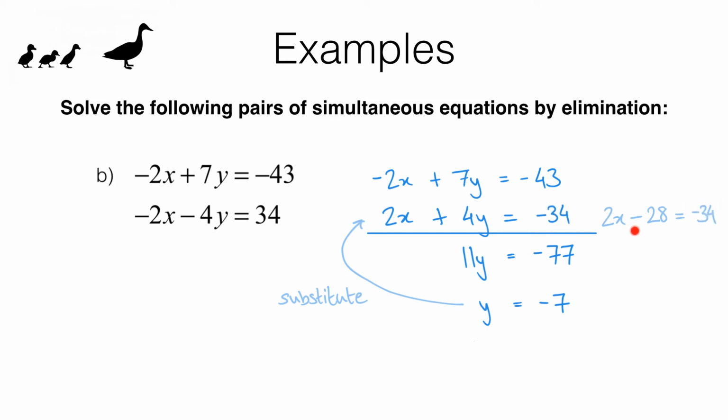Now, solving this equation here, I get 2x equals negative 6. All I've done there is add 28 to the left and 28 to the right. Dividing by 2, I get x equals negative 3. So my solution set is x equals negative 3, y equals negative 7.